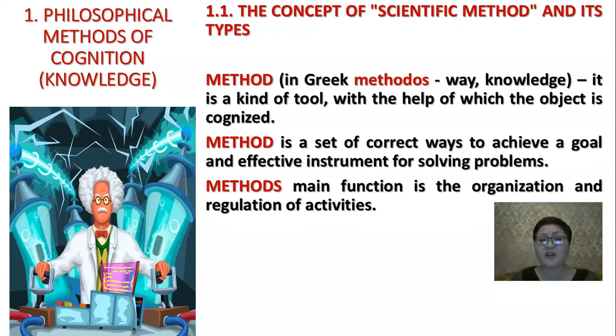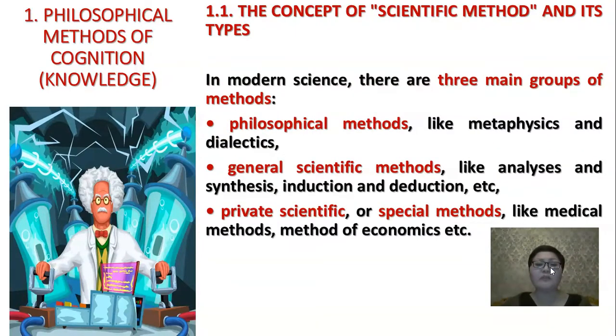Method's main function is the organization and regulation of activities. In modern science, there are three main groups of methods: philosophical methods like metaphysics and dialectics, general scientific methods like analysis and synthesis, induction and deduction, etc., and private scientific or special methods like medical methods, methods of economics, etc.